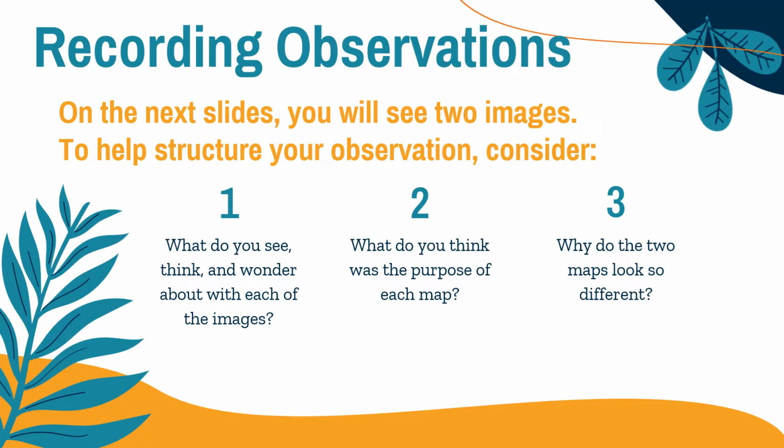So first, we will record some observations. On the next slides, you're going to see two different images. To help structure your observation, you're going to consider three things. What do you think, wonder, and see about each of these images? This should feel familiar since we've done this before.